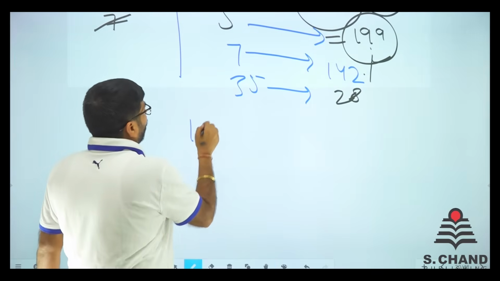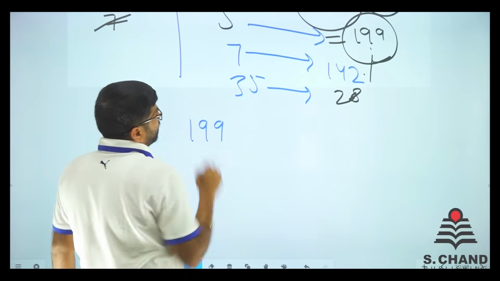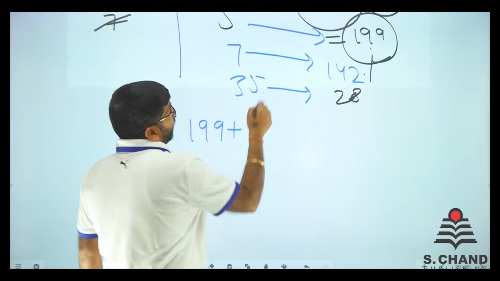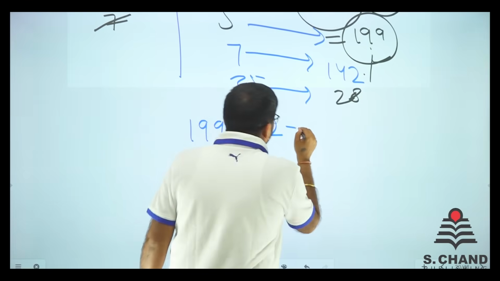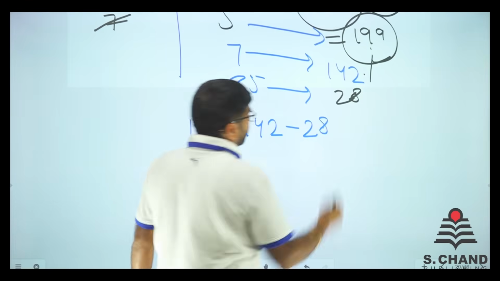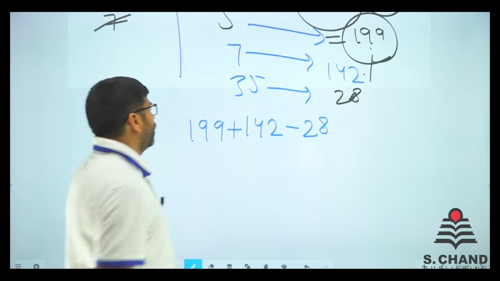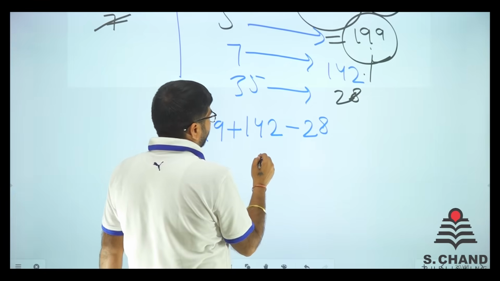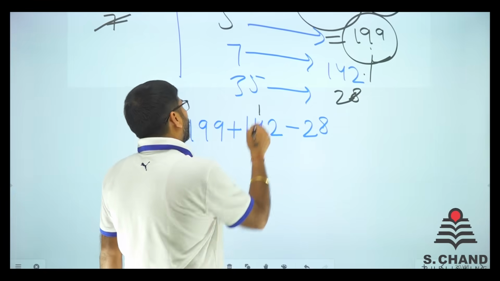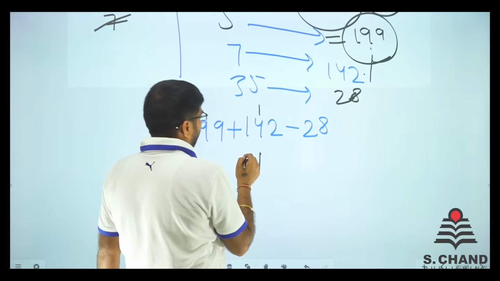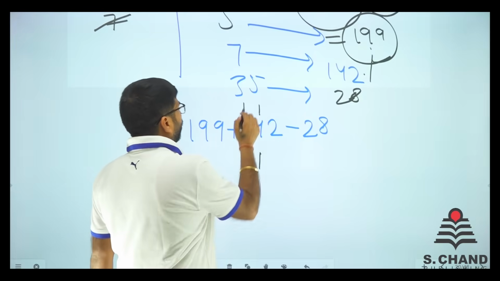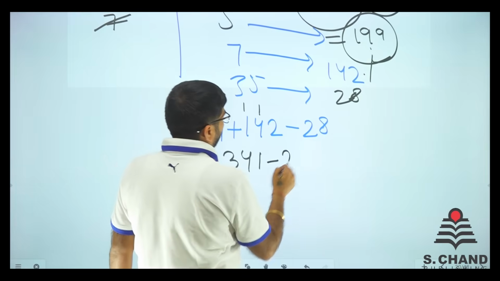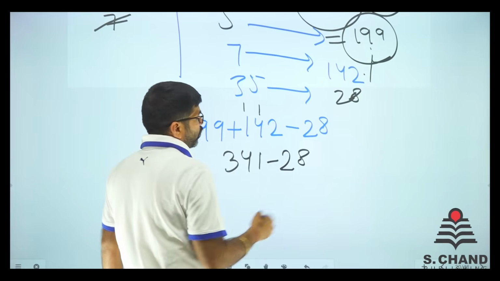So there are 199 numbers which are divisible by 5. Then there are 142 numbers which are divisible by 7. Minus there are 28 numbers which are divisible by 35. So just calculate: we have got 341 minus 28. So 341 minus 28 is 313.